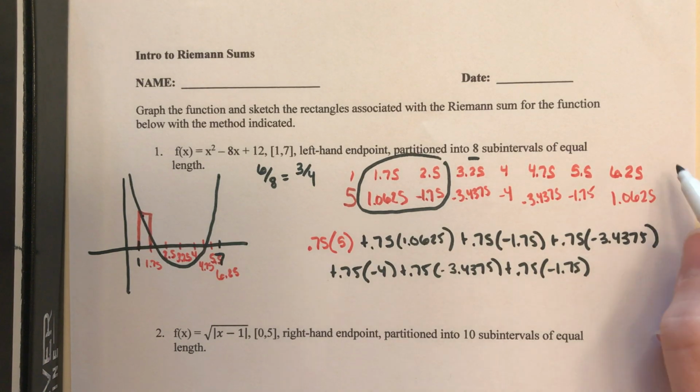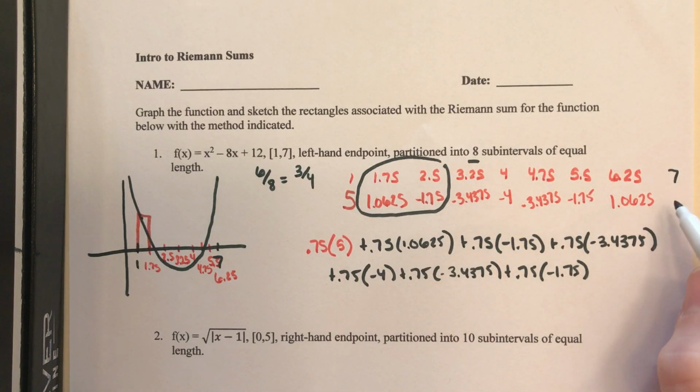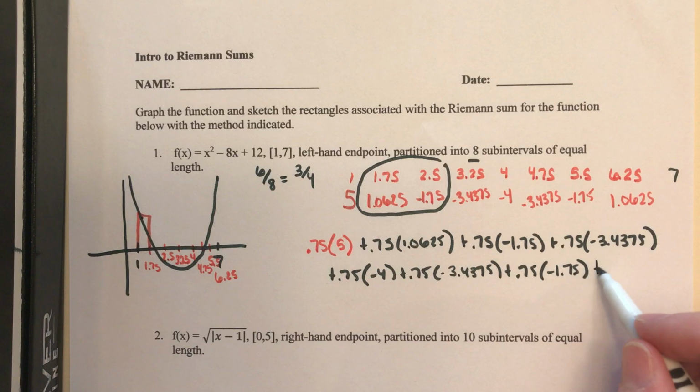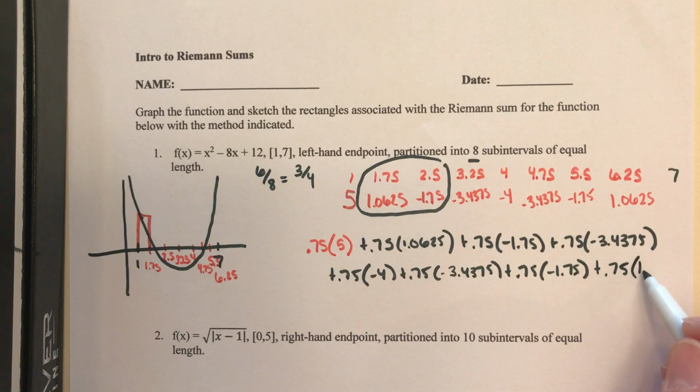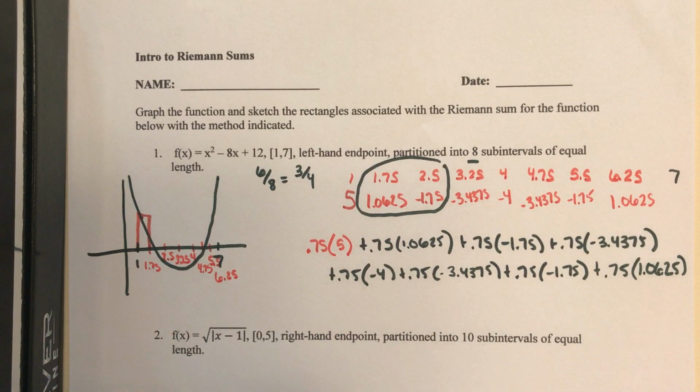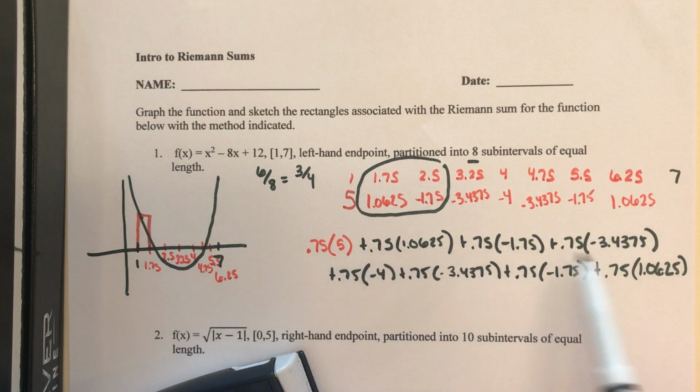Oh, and I forgot my last subinterval of 7 over here, so 7 doesn't really matter, but I'm going to go 0.75 times 1.0625. Okay, so now we're going to go ahead and find all that on our calculator. If you want, you can put a 0.75 out in front and then multiply it and add all of these heights that you have.